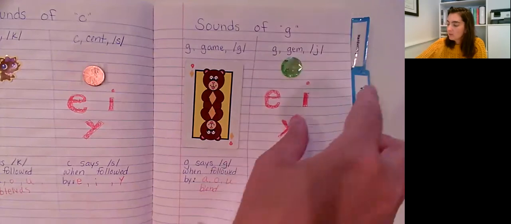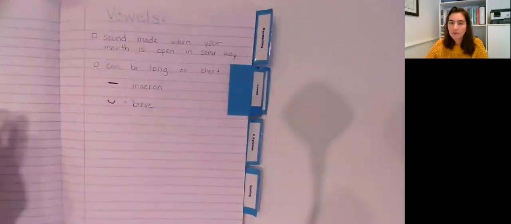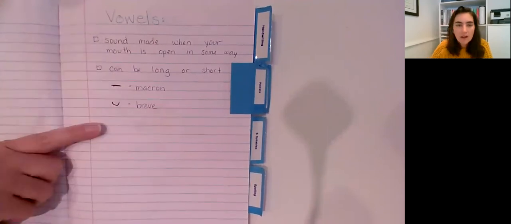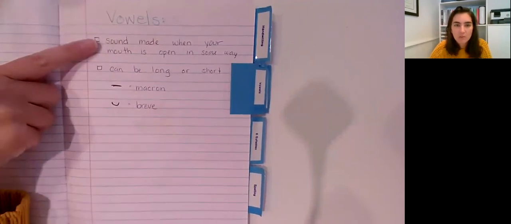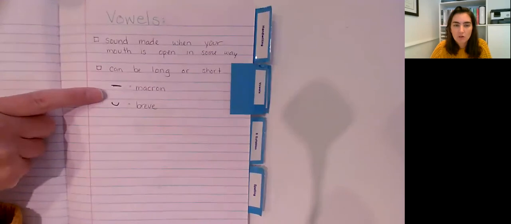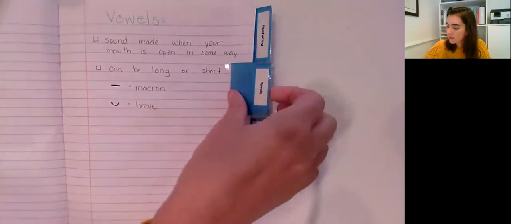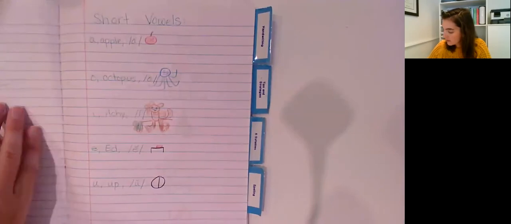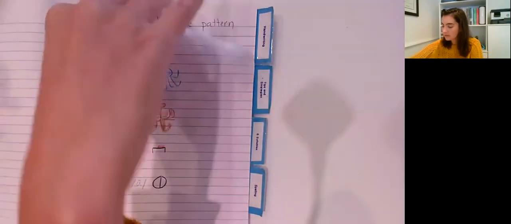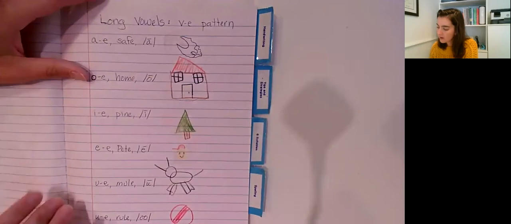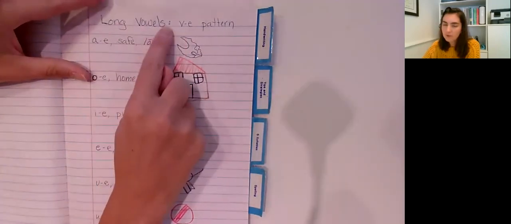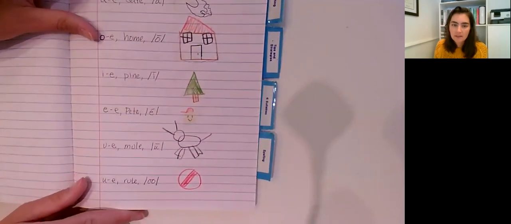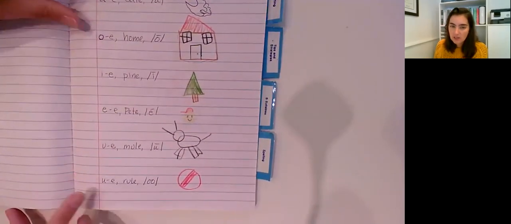Okay. With this child, we're going to see a lot more work on vowels. So let's go to the vowel section. Okay. This is another way that I wrote my cover page with vowels. Sound made when your mouth is open in some way. Can be long or short. Macron, breve. Short vowels. Long vowels. And so I wrote long vowels, colon, vowel, consonant, E pattern, because we're going to have lots of them. So there we have our options.